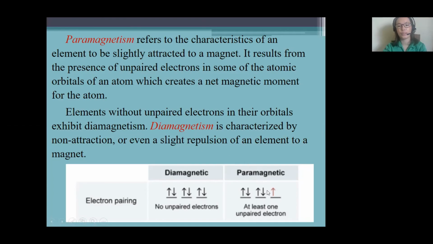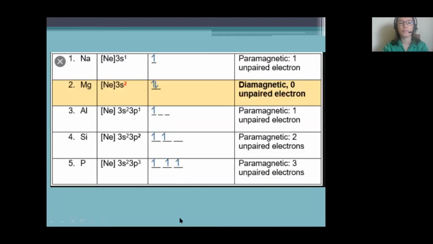So for the other one, the presence of unpaired electrons makes the element paramagnetic. Okay, so these are the examples where we can check if the element is diamagnetic or paramagnetic. For sodium, there is one unpaired electron, so it is paramagnetic. We look at magnesium, the electrons are paired, so it is considered diamagnetic. And the rest, aluminum, silicon, and phosphorus, are all paramagnetic.